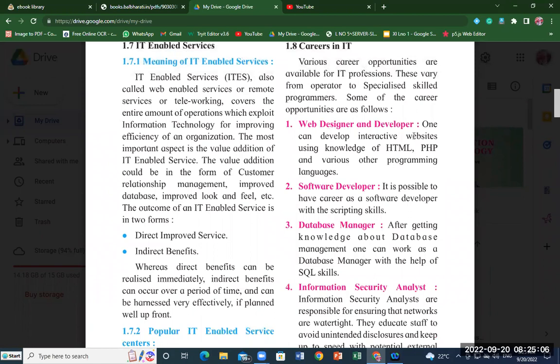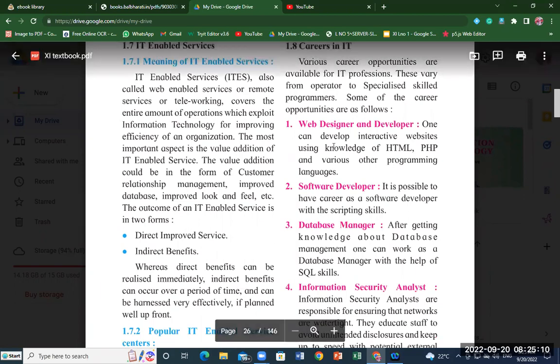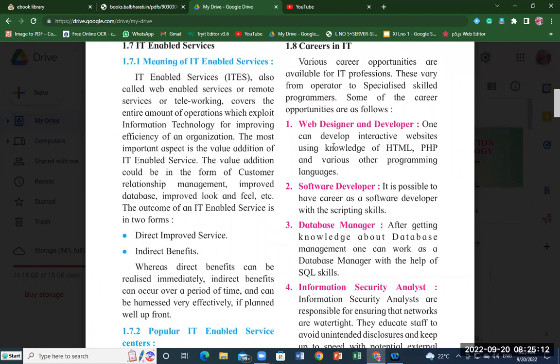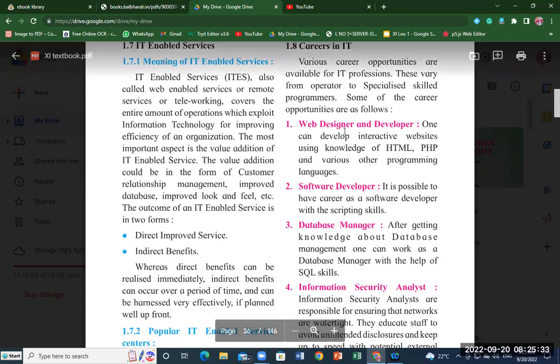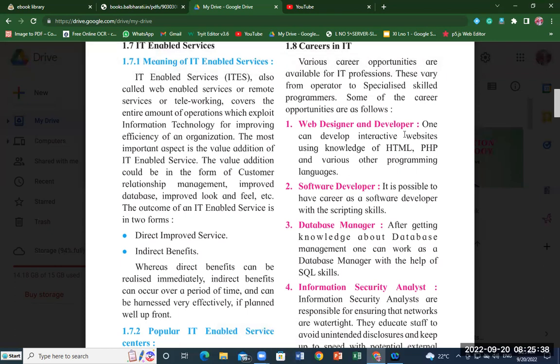Web designer and developer. Mostly after this corona, everything has been digitalized. What do you mean by digitalized? Previously we had certain shops in that particular center, but nowadays people have started building their own websites for their business, right? So if they want to bring their business globally, they need to build a website. And so web designers and developers are being hired a lot.